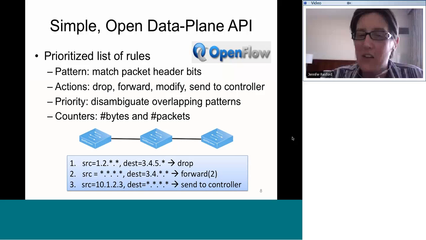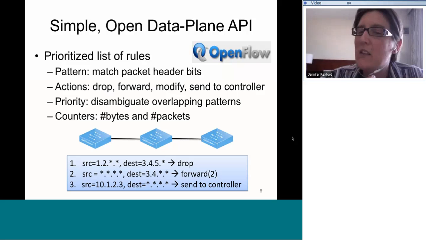Essentially, the switch has a prioritized list of rules, and each rule has a pattern that dictates which packets match the rule. That can match or wildcard on different bits in the packet header, like the IP addresses, the MAC addresses, the TCP and UDP port numbers, and so on. There are a bunch of actions that can be performed on matching packets, like dropping them, forwarding them out a particular output port, or sending them to some other software for more processing.